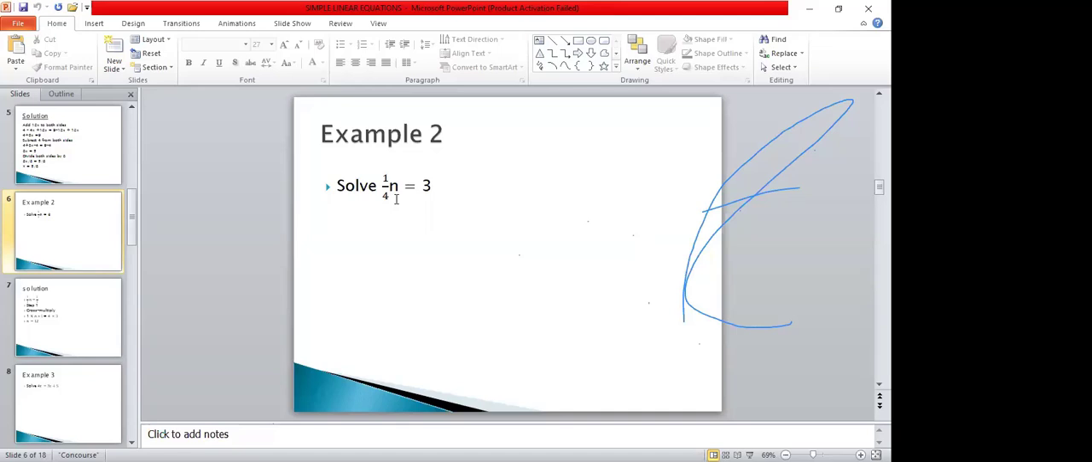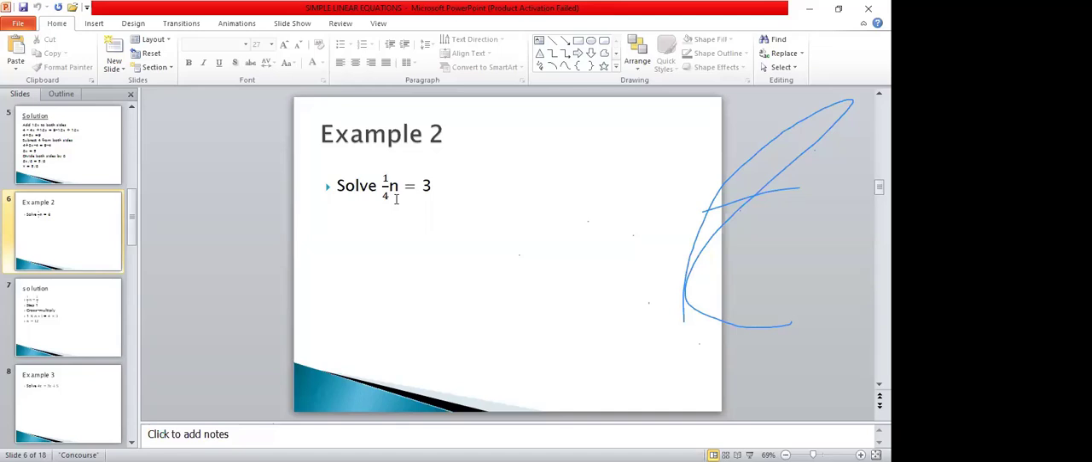Okay. The next question is this. We have to solve 1 over 4n equals 3. From what we are seeing here, we have a fraction on the left-hand side, and we have a whole number on the right-hand side.